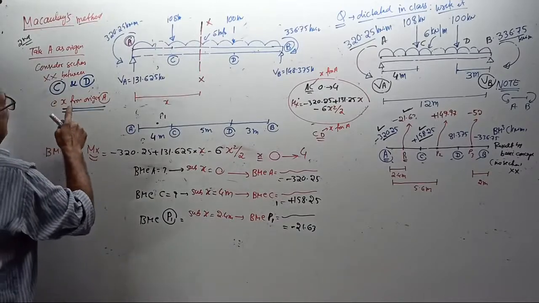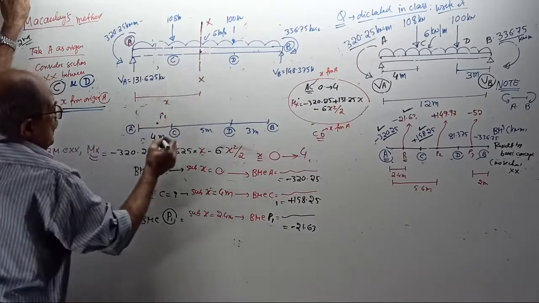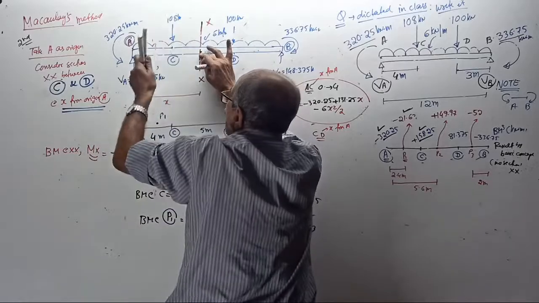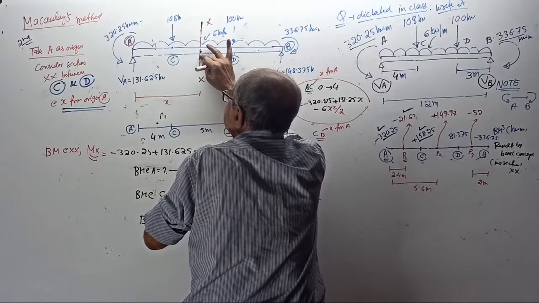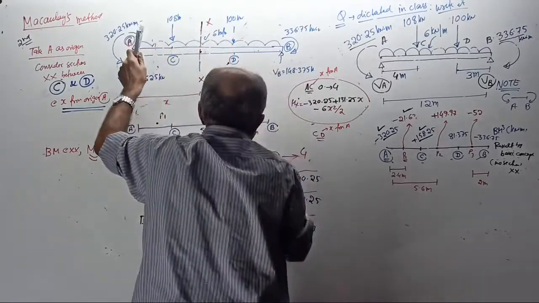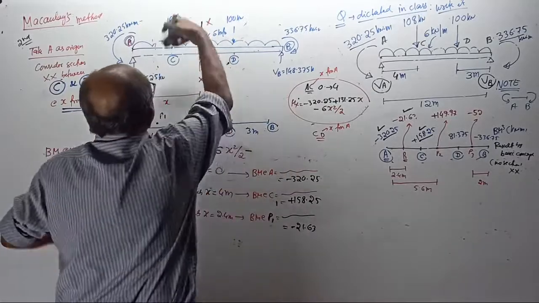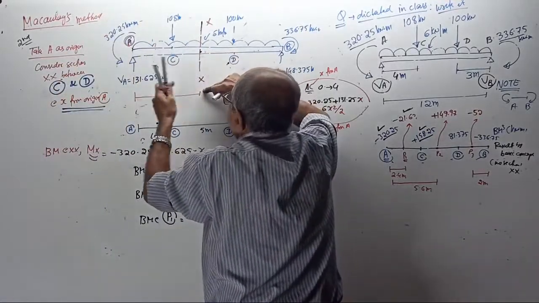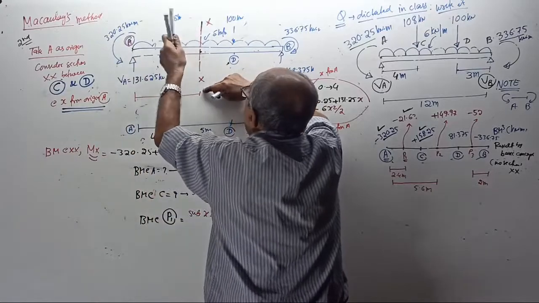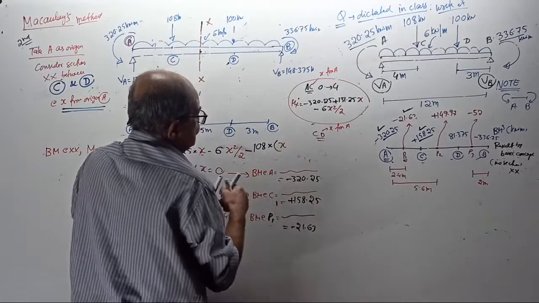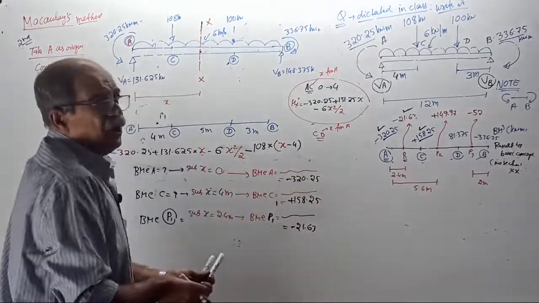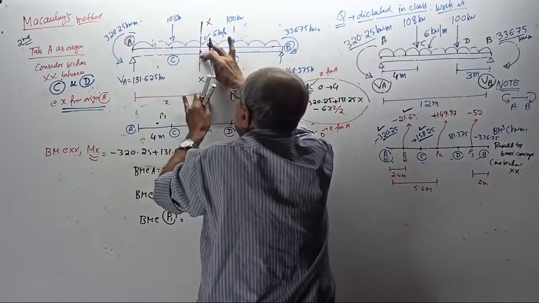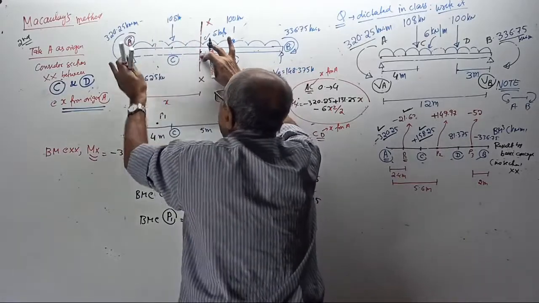Now I want the bending moment. With x from A, the bending moment is minus 320.25 plus 131.625 into x, once again minus 6 into x square by 2 will come, but also minus 108 into what? Tell me. 108 into x minus 4 will come, since this is x and this is 4 meter. Clear or not? Minus 320.25 plus 131.625 into x minus 108 into x minus 4 will come.